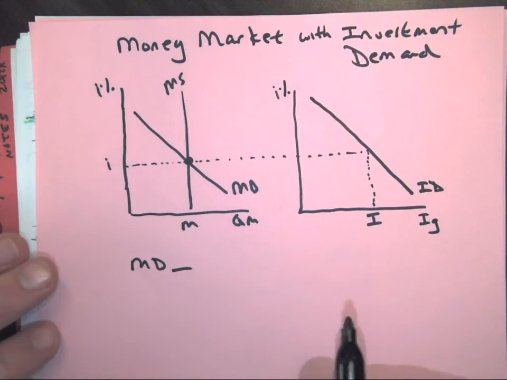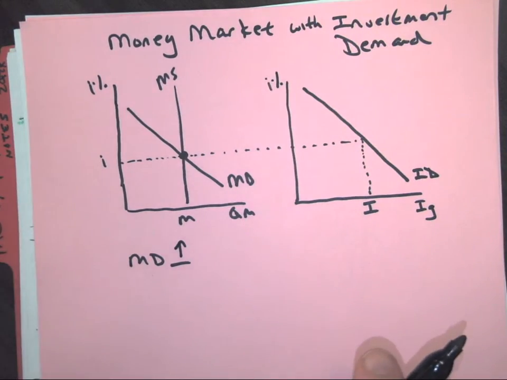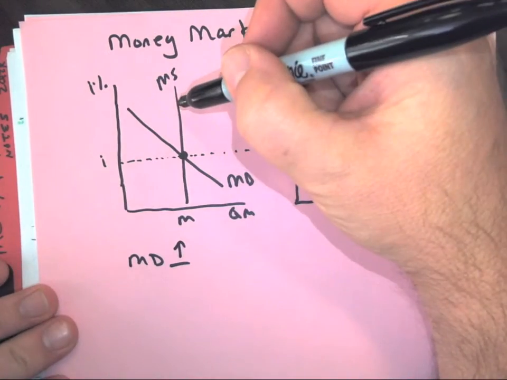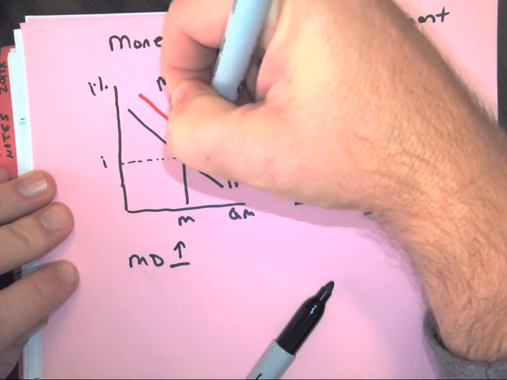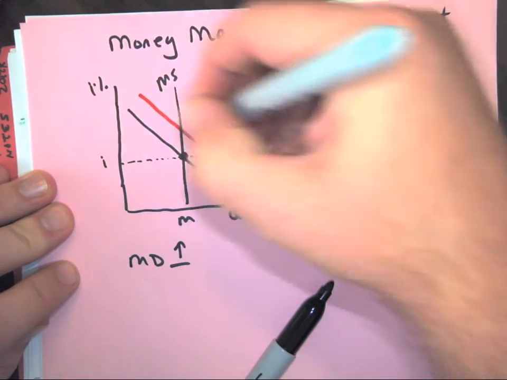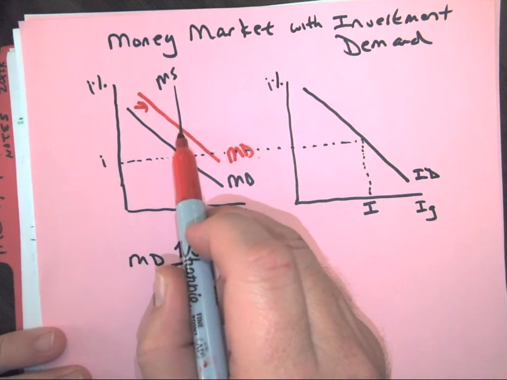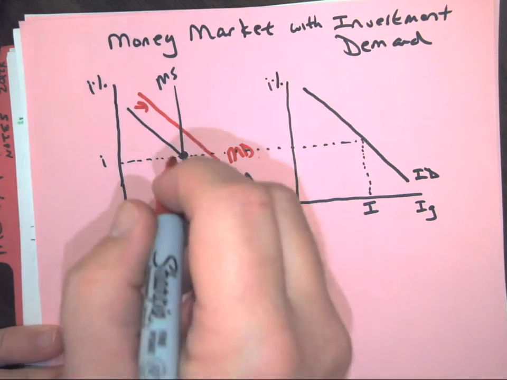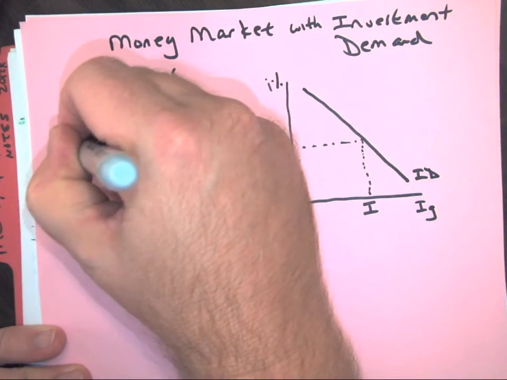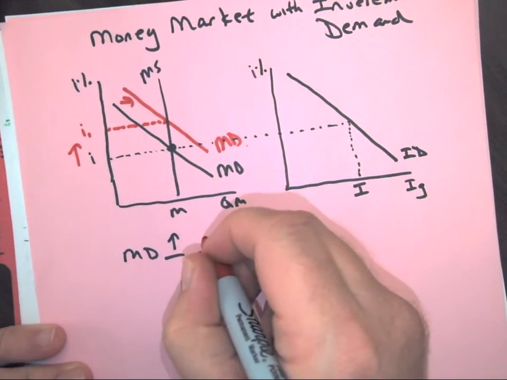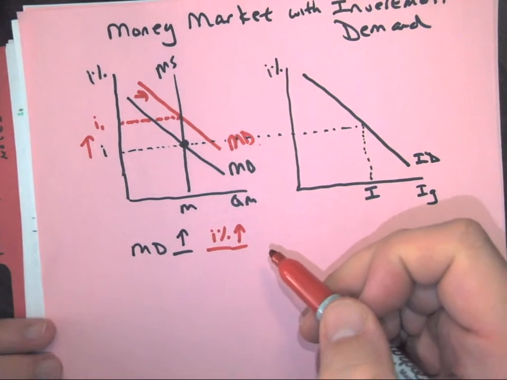So if money demand changes, let's say money demand increases. So if money demand increases, money supply is not going to change. So if money demand increases, it's going to shift to the right. And where it crosses, money supply is going to be at a higher level. So interest is going to increase. So if the nominal interest rate increases, what does that tell me? I drew this in red.